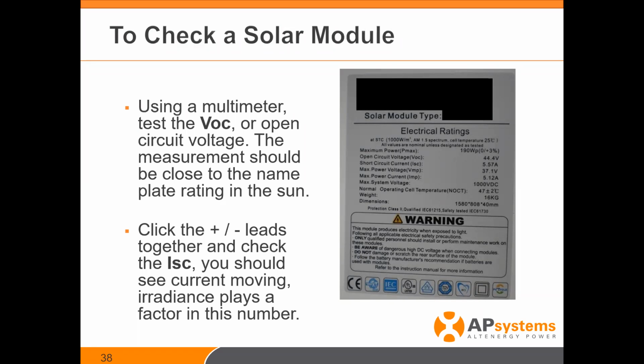The second test you can do, and this is true for any solar panel: let's say you have a known good solar panel, it should read 44.4 in the full sun, and then your ISC will show whatever the nameplate rating is. Again, that depends on the intensity of the sun. The intensity of the sun will change the current.